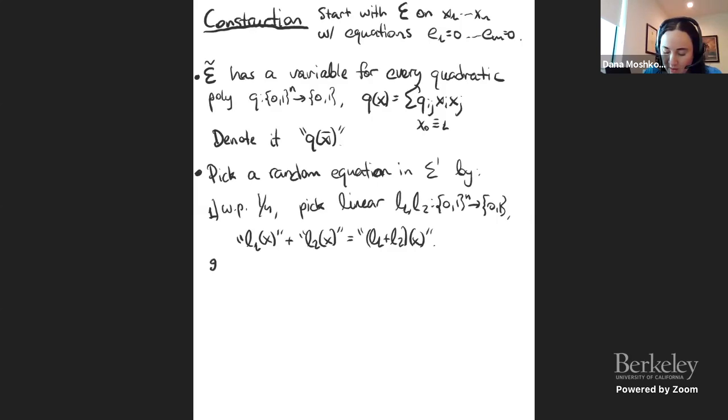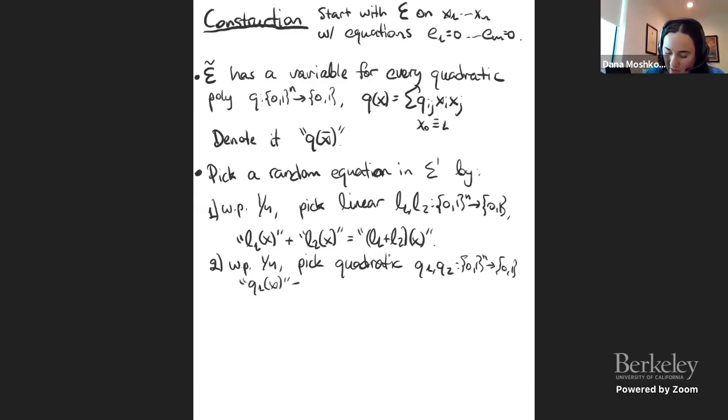the second test, again everything is going to happen with probability a quarter. So we do the same thing. Also, the family of quadratic polynomials is linear, so I'm going to do the same thing. Pick quadratic Q1 and Q2 from {0,1}^n to {0,1}, and I'm going to check the same, right? Q1(x) plus Q2(x) equals (Q1 plus Q2)(x).